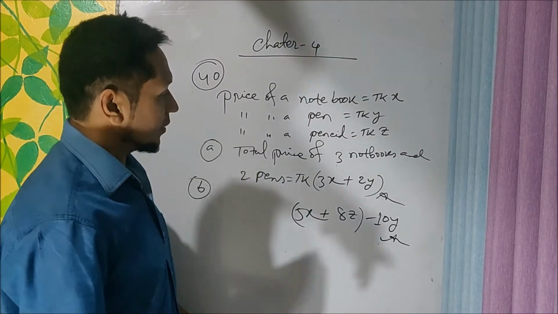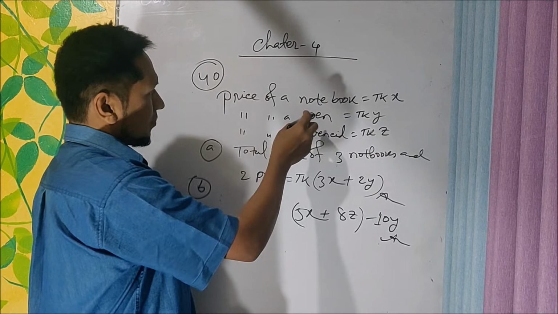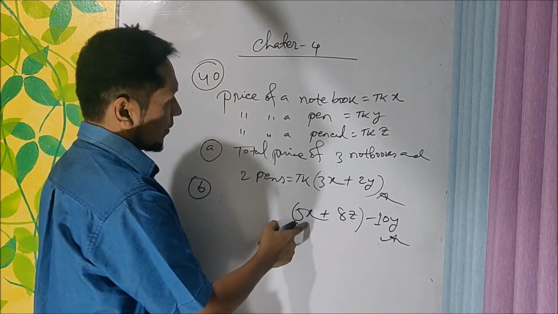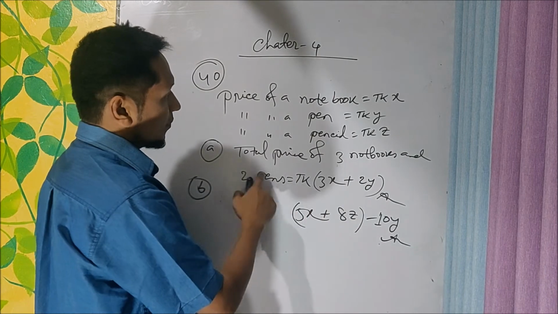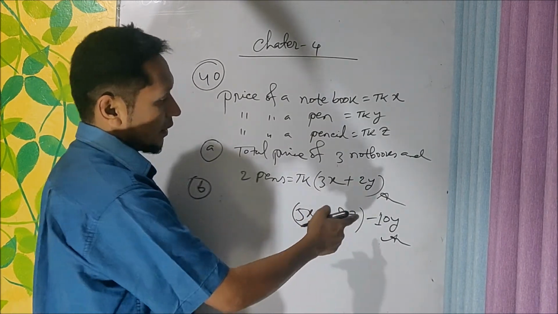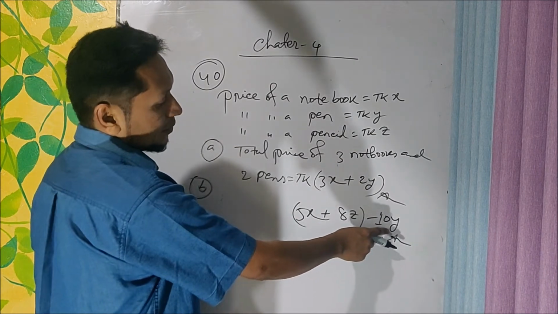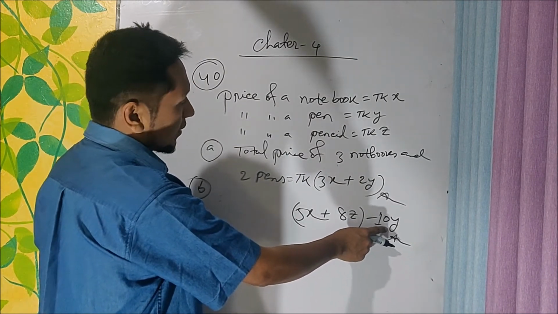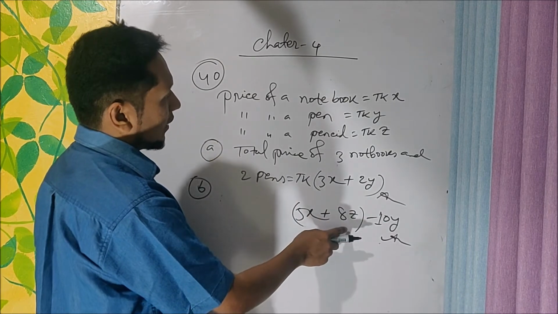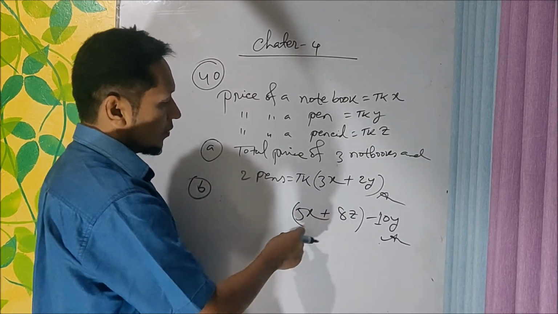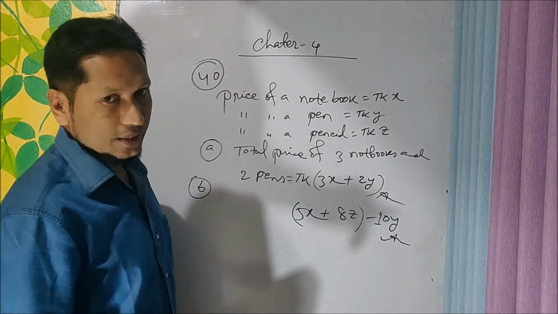Just in your answer script, you write like this. Here the price of 5 notebooks is taka 5x, price of 8 pencils is taka 8z, and price of 10 pens is taka 10y. So if we subtract the price of 10 pens from the sum of price of 5 notebooks and 8 pencils, then the required expression will be 5x plus 8z minus 10y. This will give the answer, I think.